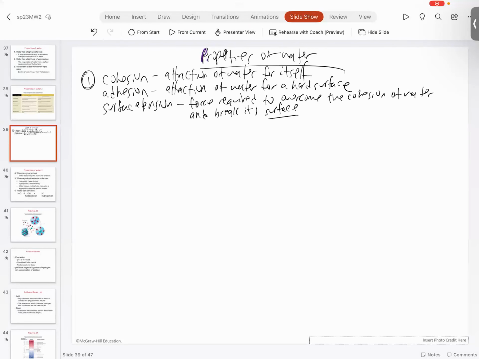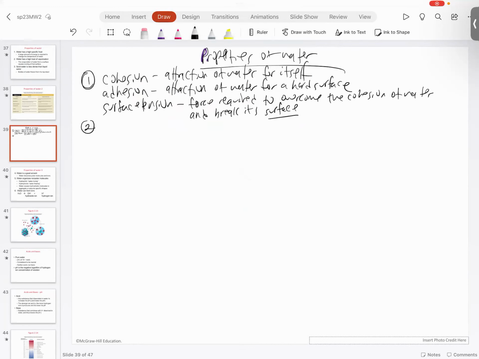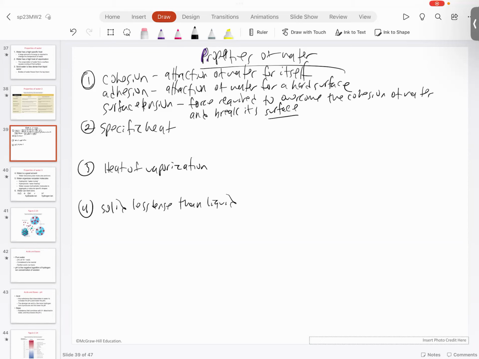Now what I want to do is take a look at three sets of properties that are kind of related because they're somewhat energetic. The first one is specific heat. We'll take a look at that one. The next one is heat of vaporization. And the third one is the issue with the solid.